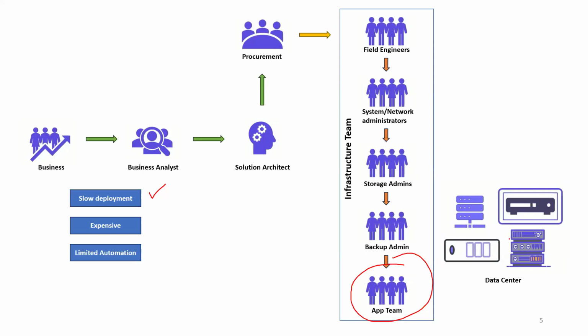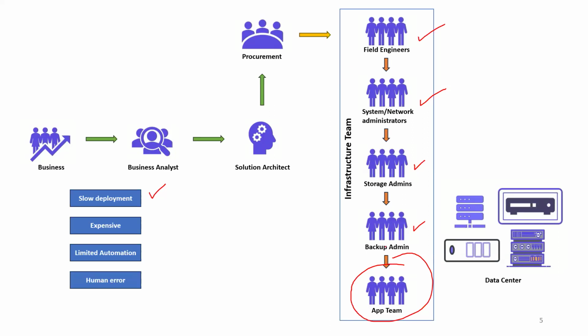And one more is limited automation. While some aspects of the infrastructure can be automated here, most of the steps such as rack and stack, admins and system configuration, network configurations, storage assigning and backup assigning, all of these things have to be done manually only. Some of the aspects can be automated, but most of the steps cannot be automated. So that is the reason we call it limited automation. The traditional models follow limited automation.